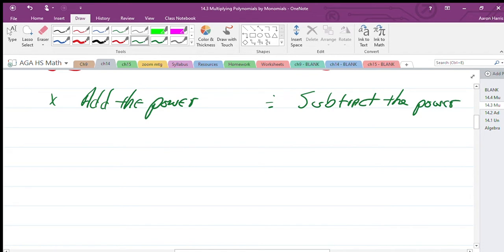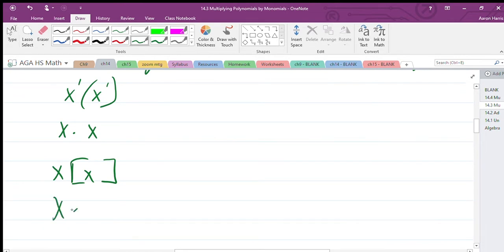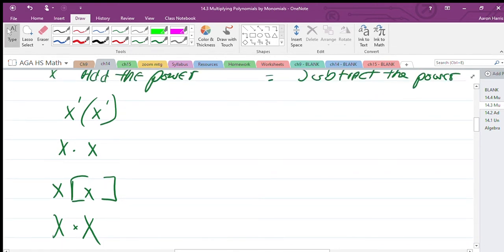So let's say that I take the same thing, x to the first power. This time I'm going to multiply it by x to the first power. Remember, I could show that a couple of different ways. X times x. I can show, even with brackets, this all means multiplication. I could even put an x here like that, and then say multiply. So those are all forms of just saying the same exact thing. X times x.